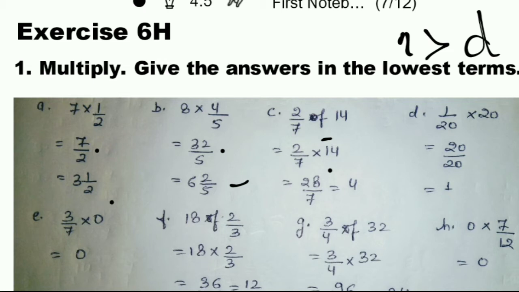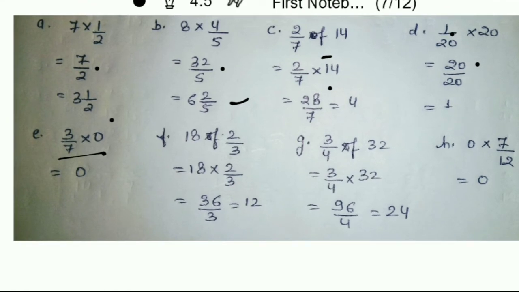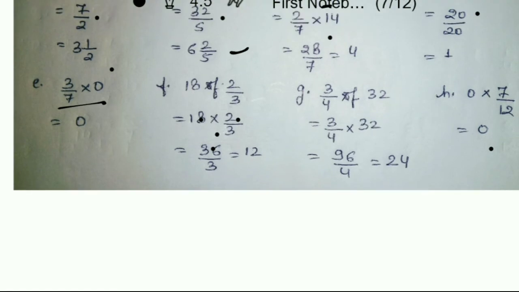Of means multiplication, I just told you. See, 1 upon 20 into 20. So 20 into 1 is 20, upon 20 means 1, because when the same number is divided by the same number we get the answer 1. Any number multiplied with 0, the answer you will get is 0 only. Clear? Next is 18 of means multiply 2 by 3. So 18 times 2 is 36, divided by 3, we get 12 as the answer. See, 0 multiplied by any number, we get 0 only. So like this, you can see the remaining questions.